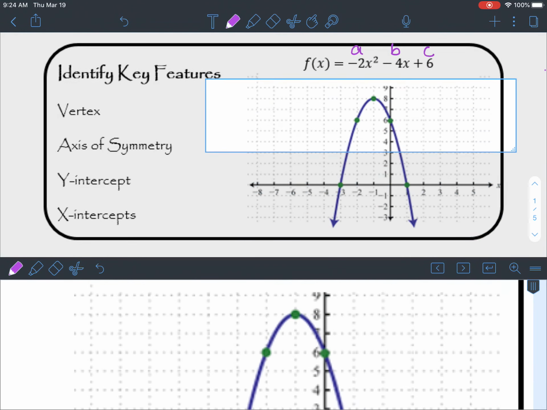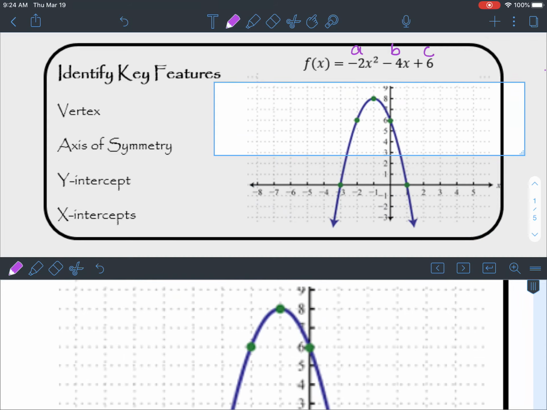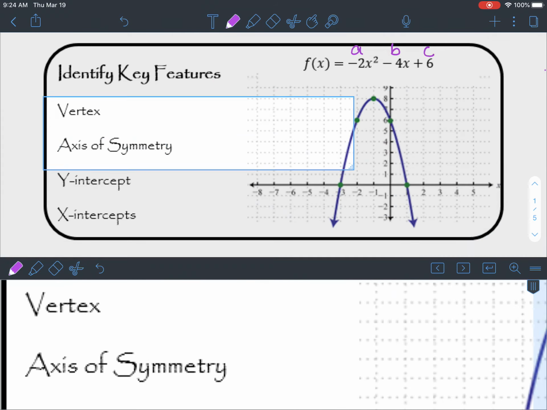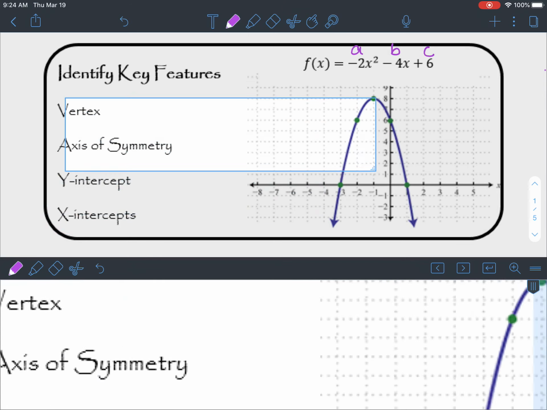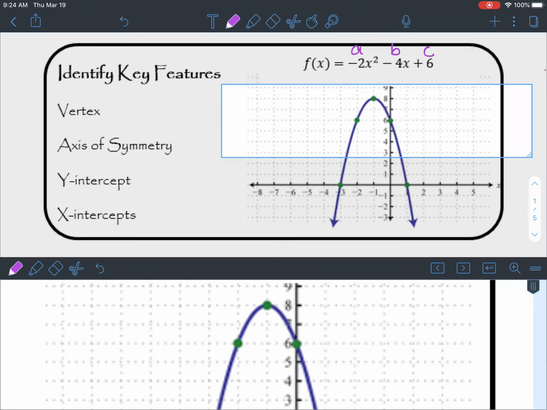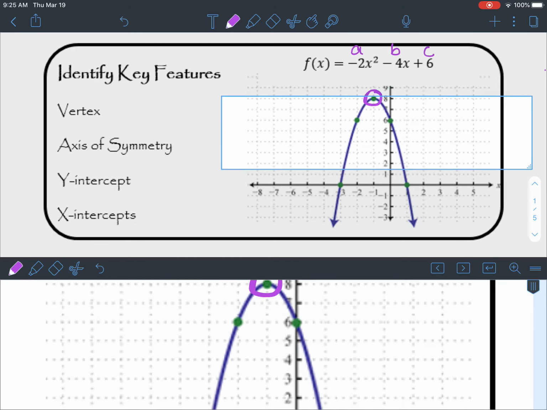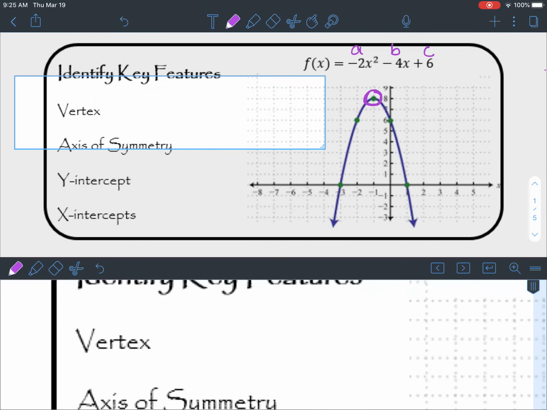So without knowing any more information, I can look at this nice graph here, and I can identify the vertex, the axis of symmetry, the x-intercept, and the y-intercepts. So what I'm talking about when I say the vertex is that's the highest or the lowest point on the graph. That's the point where that axis of symmetry is going to start. So for us, it's this value right here, which happens to be -1, 8.